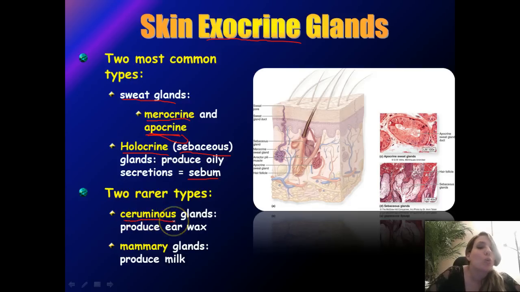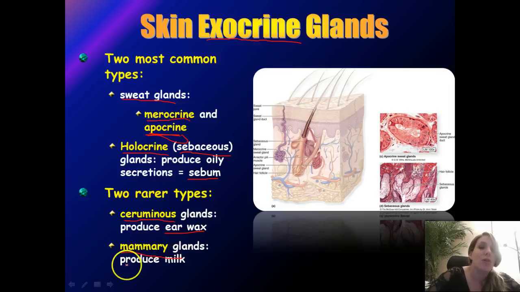Ceruminous glands, however you want to pronounce it. These are found in your outer ear because they produce earwax. What produces earwax? Ceruminous glands, however you want to pronounce it. So those are only found in your outer ear.